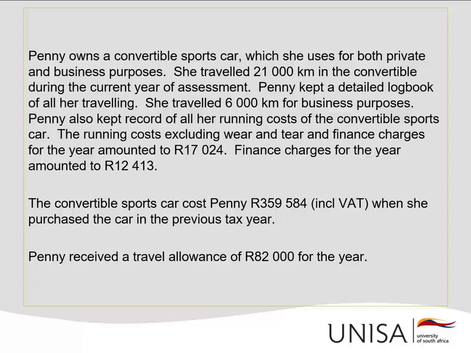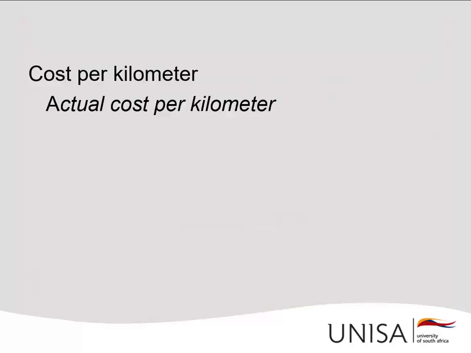Now we can only use the actual when the taxpayer has kept record. So you'll see in this example that Penny kept record of all her running costs for the convertible sports car. So we know that these are going to be documented for us. We just need to make sure that we take all of them into account as in the question. So if we get back to our answer, we're going to start off by calculating the actual cost per kilometer, because this taxpayer has kept records.